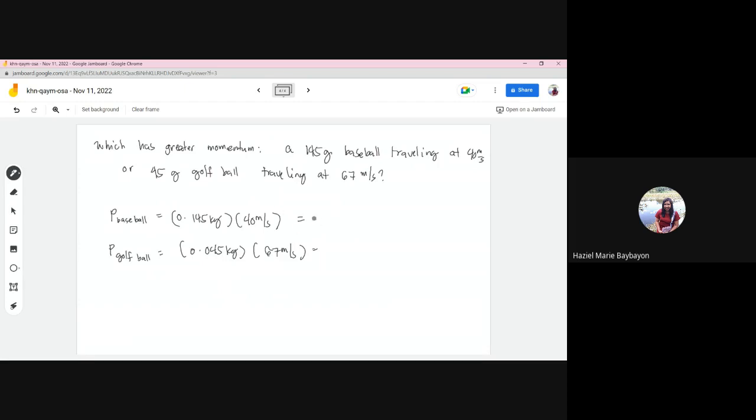Okay, so what is the answer, class? This is 5.8, ma'am. Okay, 5.8 kilogram meter per second. And then this one is 3.015 kilogram meter per second. So which is greater? The momentum of the baseball is greater. Okay?